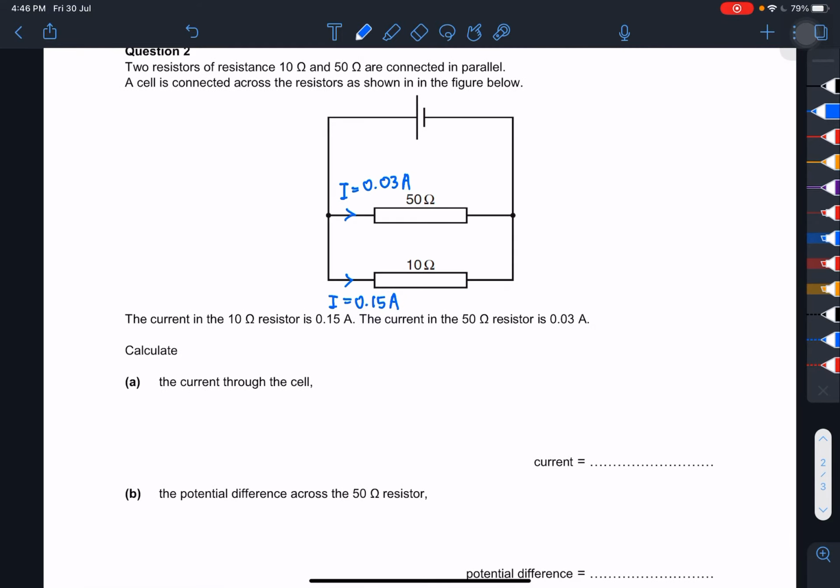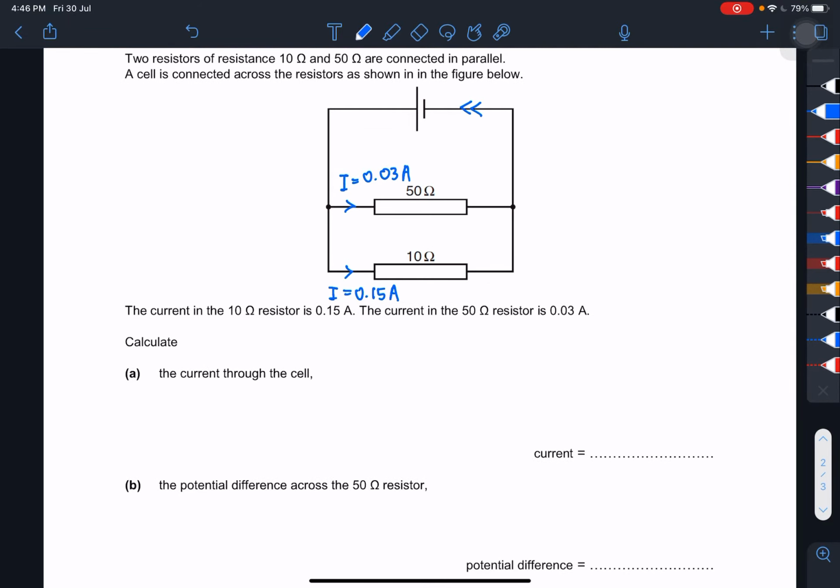So calculate the current through the cell. Meaning we are looking for the total current over here. So what is the total current through the cell? It is just adding each other, so 0.18 ampere. Why? Because the current over here will join back to the main circuit, the current below will also join back to the main circuit, so we need to add both these currents up.